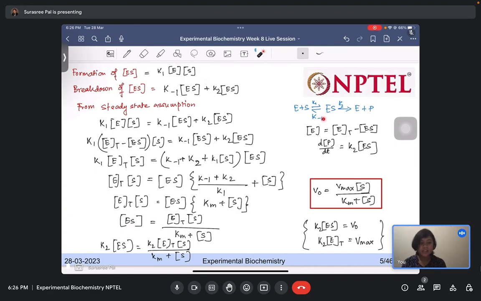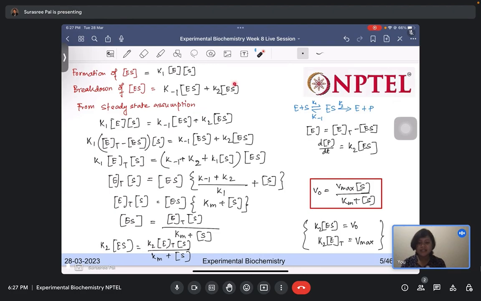Now let's talk about the breakdown of ES. The ES can break down to give enzyme and product, or it can also break down to give enzyme and substrate, right? Since this is a reversible reaction, the breakdown of ES will have two components. One is k minus 1 into ES, when the enzyme substrate complex breaks down to give enzyme and substrate. And k2 into ES is when the enzyme substrate complex breaks down to give rise to enzyme and product.